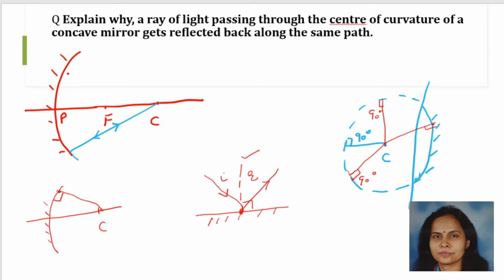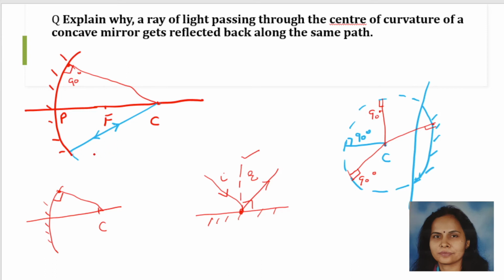Suppose I can take any point on the concave mirror. Suppose this is your point of incidence, and you want to draw the normal at this point. The simple method is you just join this point with your center of curvature. So this will be your normal here, right? So this will be equal to 90 degrees, right? So one thing we have learned: if you want to draw any normal at the point of incidence on a spherical mirror, you just have to join that point of incidence with your center of curvature. So that line will actually be 90 degree at that point of incidence, right?